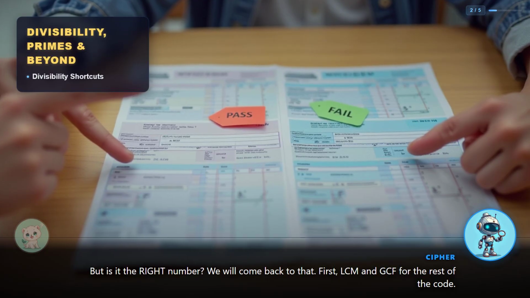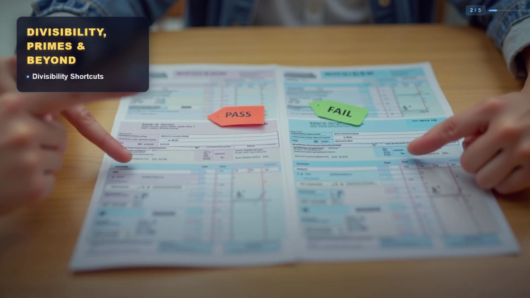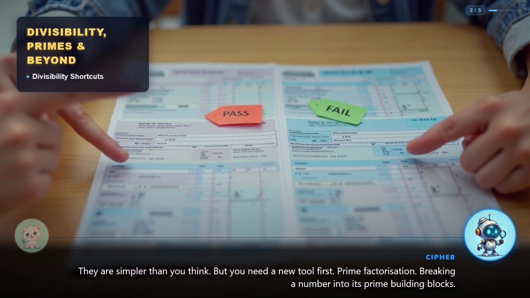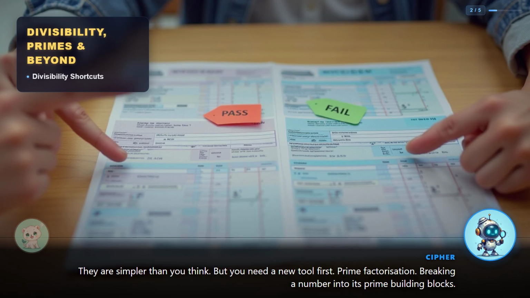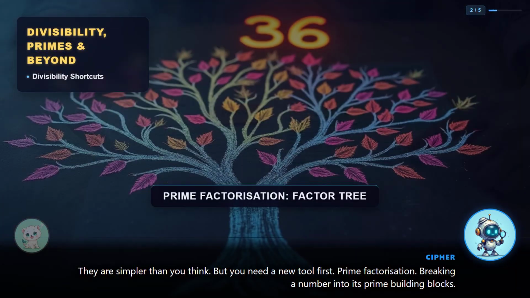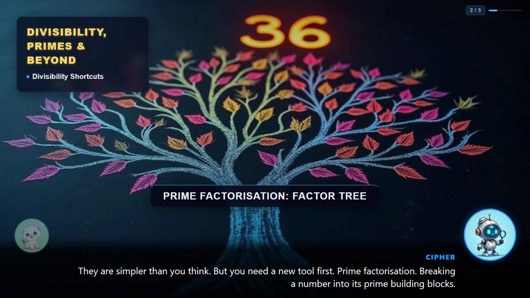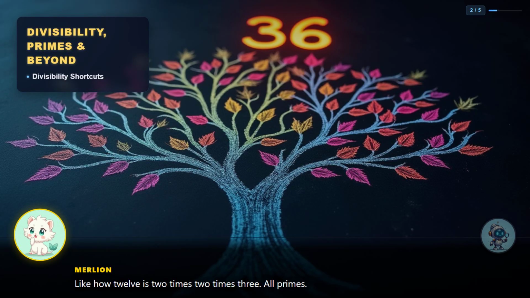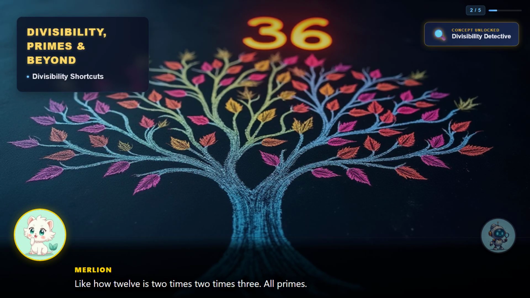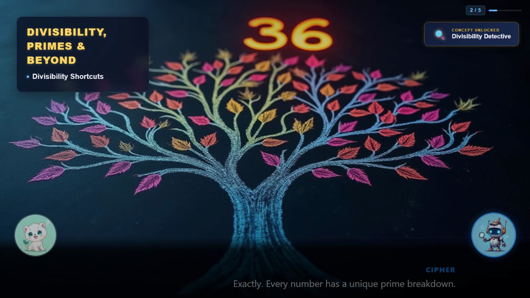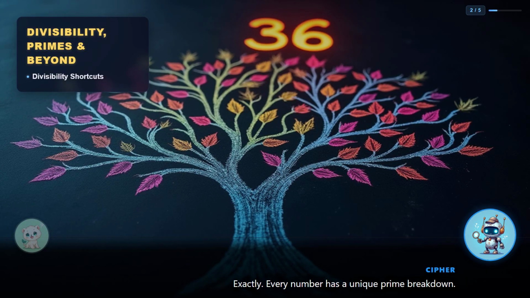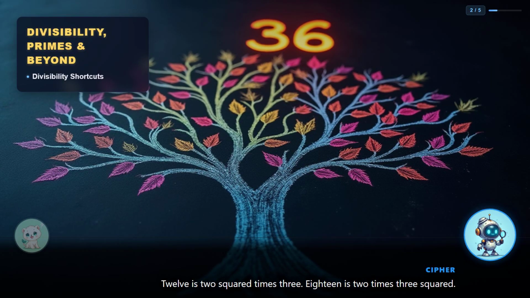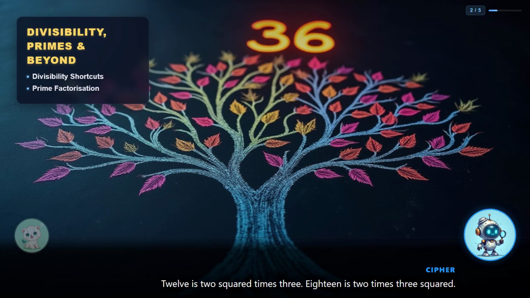First, LCM and GCF for the rest of the code. Those sound complicated. They are simpler than you think. But you need a new tool first. Prime factorization. Breaking a number into its prime building blocks. Like how 12 is 2 times 2 times 3. All prime. Exactly. Every number has a unique prime breakdown. 12 is 2 squared times 3. 18 is 2 times 3 squared.